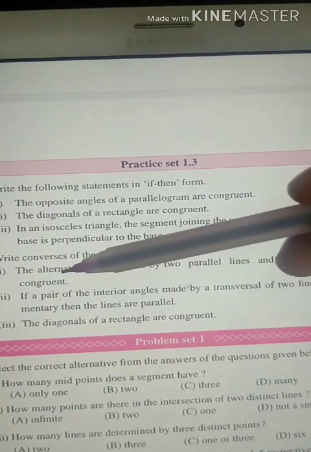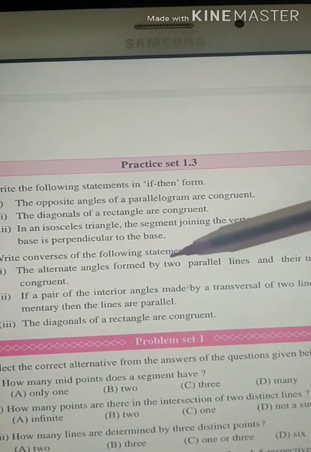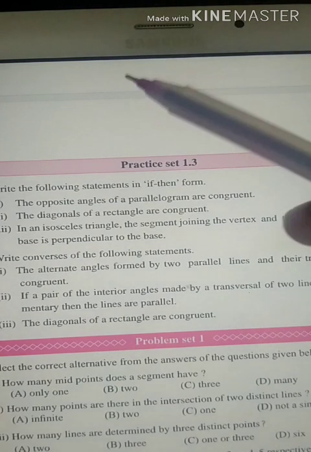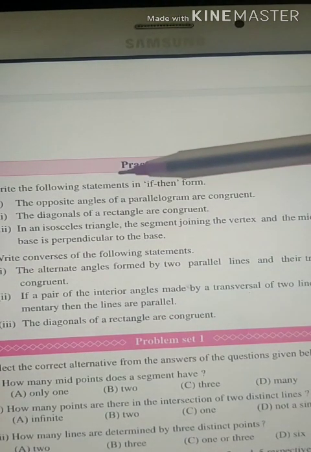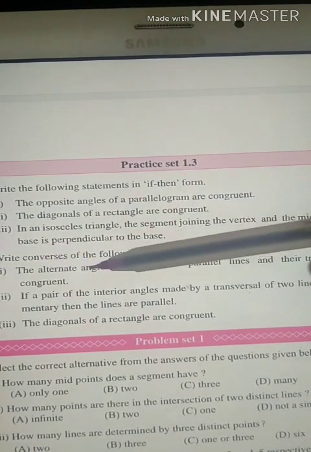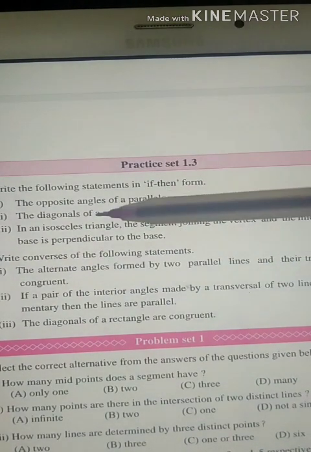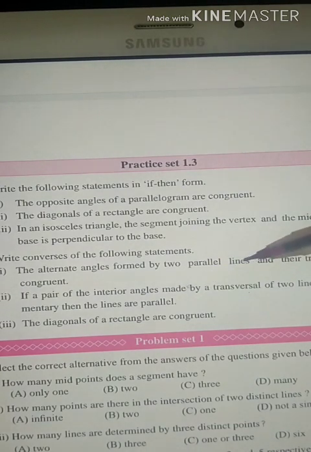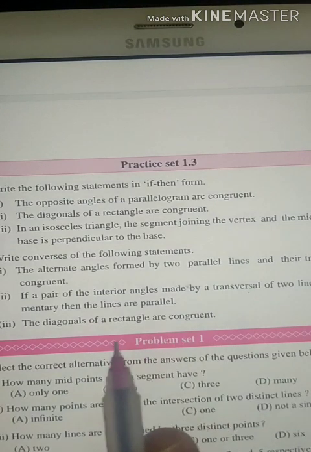The first statement is: the alternate angles formed by two parallel lines and their transversal are congruent. This is the statement given. Now we have to write the converse of this. How will you write the converse of this? Here they have not given it in "if" and "then" form, no? So we can directly write, if alternate angles made by two lines and the transversal are congruent, then the lines are parallel. Read the statement once again, you will get a clue.